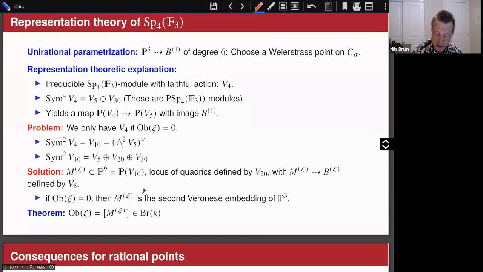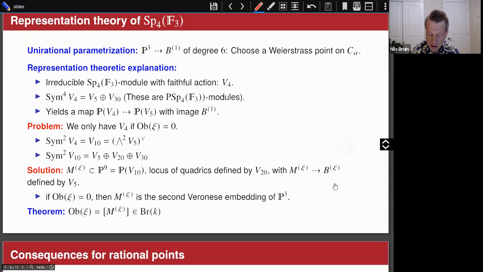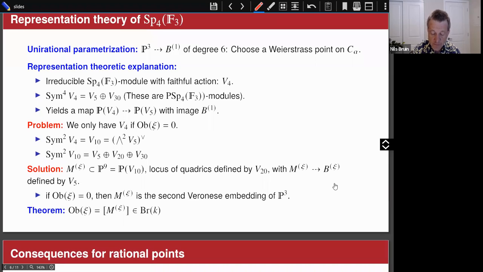So we can actually recover from all of this data, without having to have a V4, a threefold in P9 that admits a map given by quadratics on that threefold in P9 that again have as image the corresponding Burkhardt. And this now doesn't need our obstruction to be trivial. However, if the obstruction is trivial, then this M will simply be the second Veronese embedding of P3, and then the map that we have over here reduces again to the original unidirectional parametrization that we had.